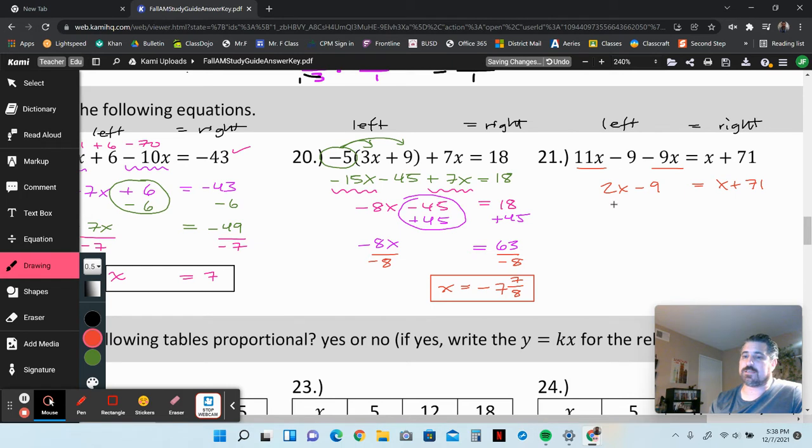I want to get all the x's to one side, all the numbers to the other. So what I'm going to do is minus x from both sides. If I'm going to bring the x's to the left, I'll bring the numbers the other way. So I'm going to add 9 to both sides. This becomes a zero pair.